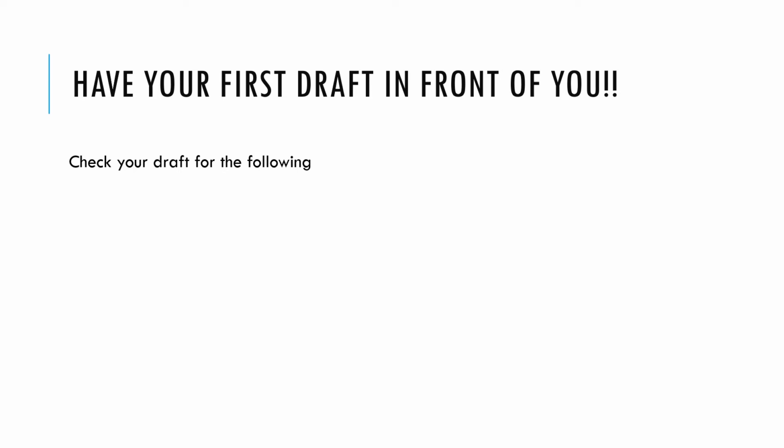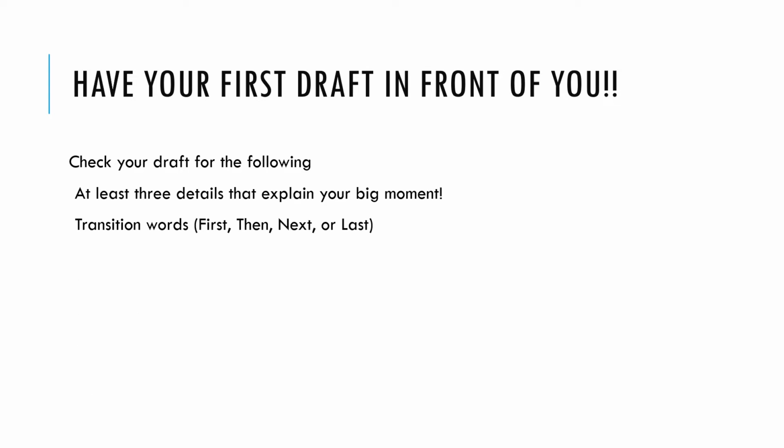Before we start, check your draft for the following things. At least 3 details that explain your big moment or the topic you wanted to write about. See if your first draft has transition words like first, then, next, or last. And make sure your first draft has some descriptive words, which allow readers to create a story in their heads. So for example, if you had that you are riding your bike, maybe you should add in what color. You can add and say, I was riding my purple bike.